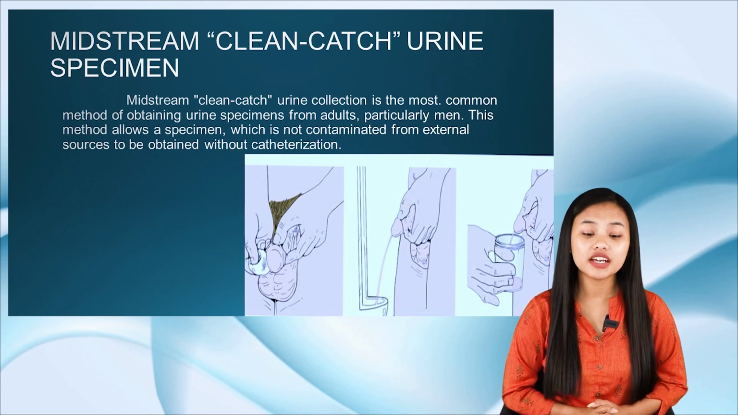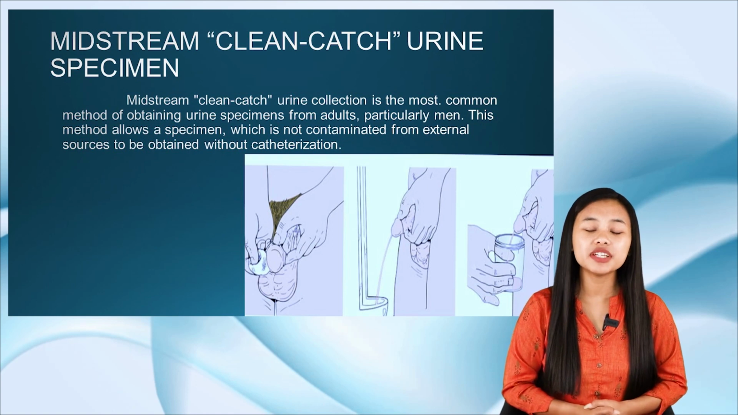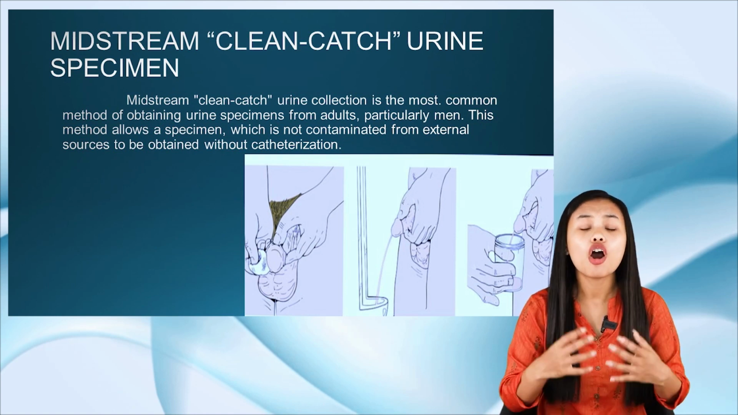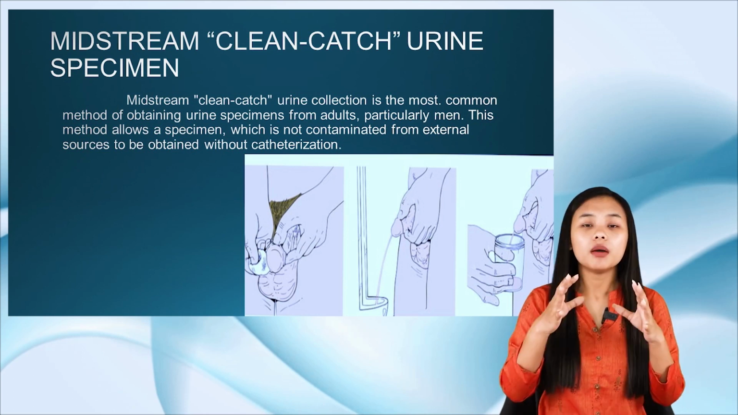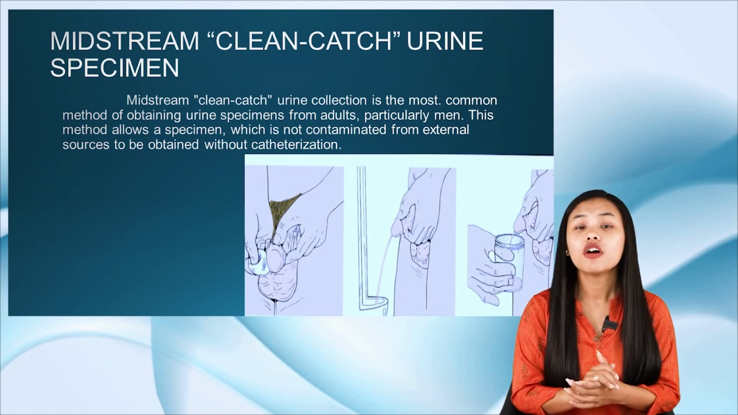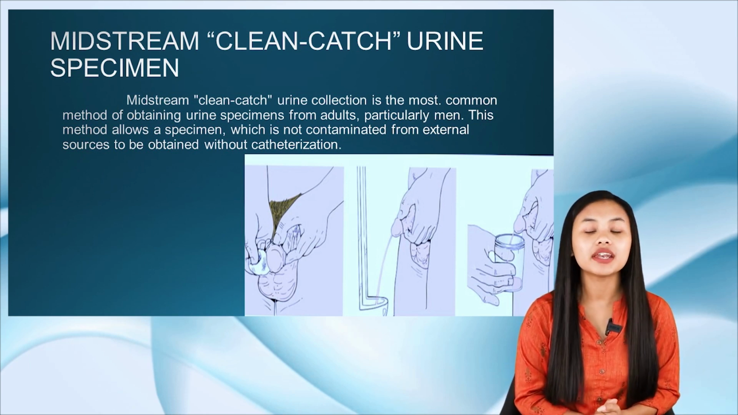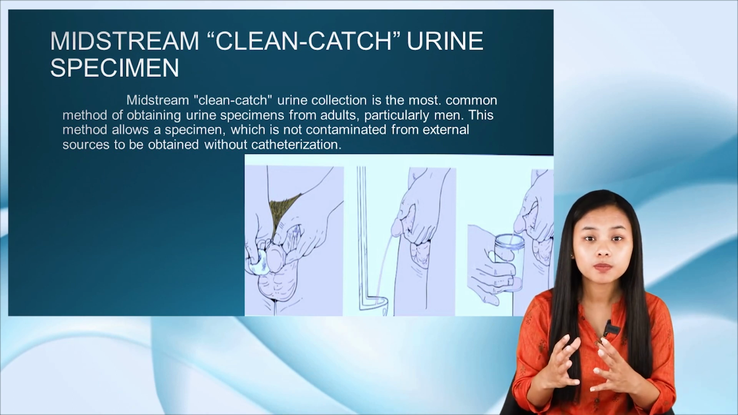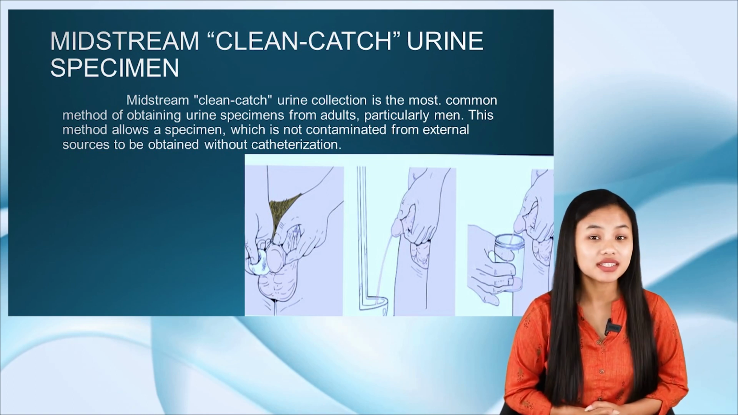Now moving on to the next, which is the midstream or the clean catch urine specimen. Here, this midstream or clean catch urine specimen is the most common method of obtaining the urine specimen from adults, particularly from men, because this method allows a specimen which is not contaminated from external sources to be obtained without catheterization. And here it is also very important to follow the clean catch protocol in order to have accurate results from an uncontaminated sample.